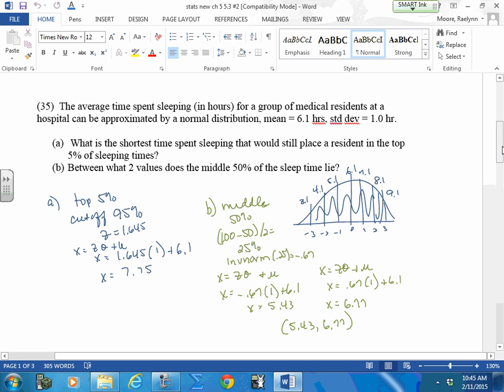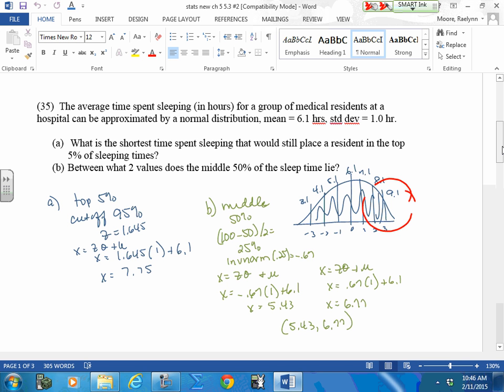Okay. The average time spent sleeping for a group of medical students is approximately 6.1 hours with a standard deviation of 1 hour. Look at where your medical students, most of them sleep between 5 and 7 hours. That's pretty good too, because I know medical students that don't even sleep that much. Sketch your curve. What is the shortest time spent sleeping that would place you in the top 5% of the sleeping times? The top 5 is way over here.